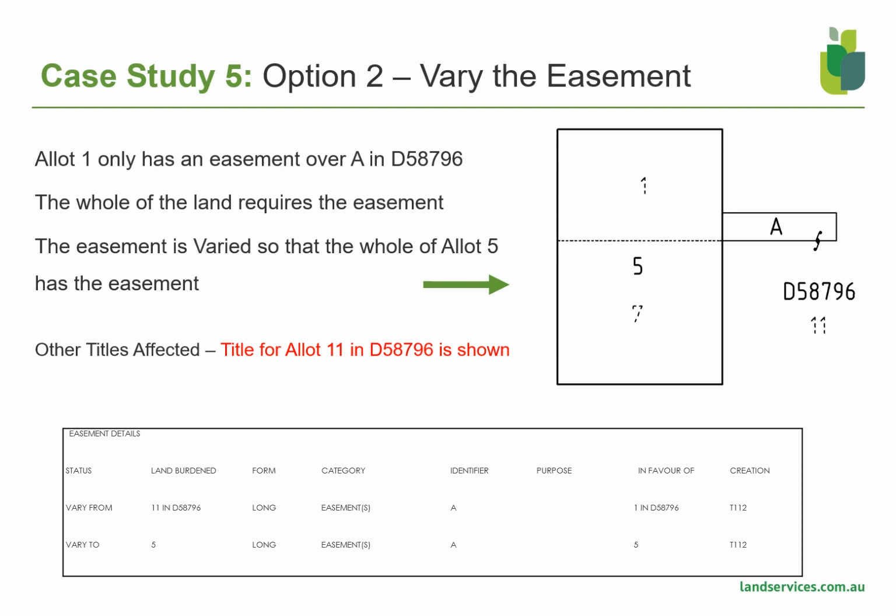The easement note shown below the diagram will show a variation note where the in favour column has increased from allotment 1 in D58796 to the whole of allotment 5 in this plan.